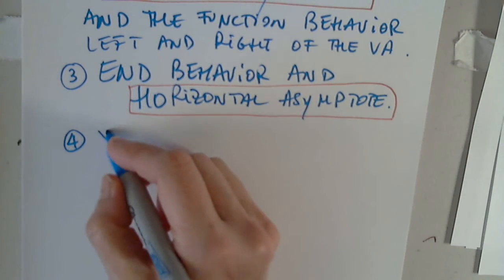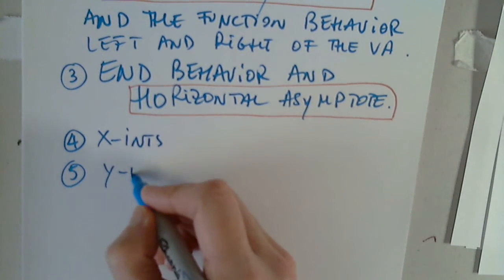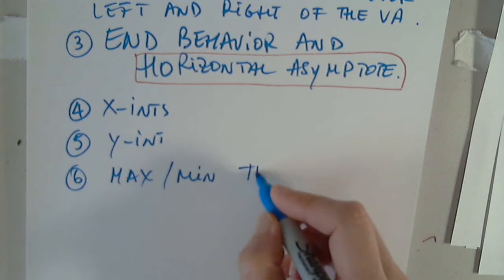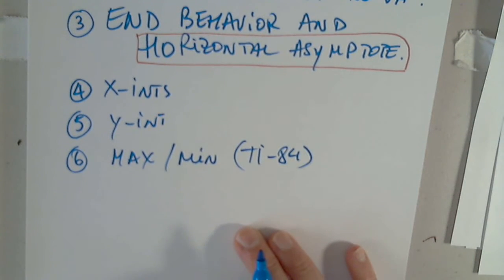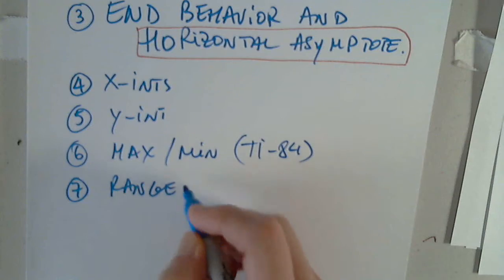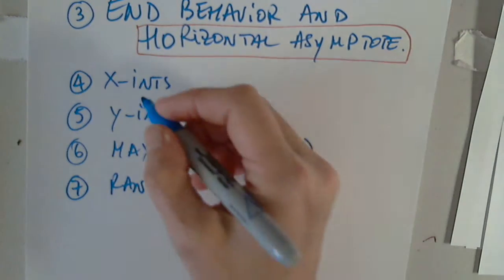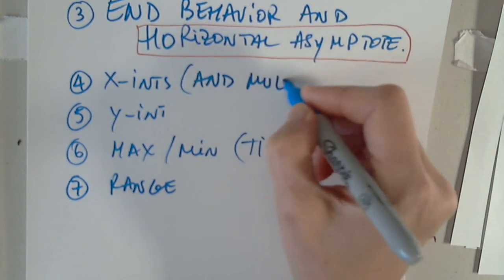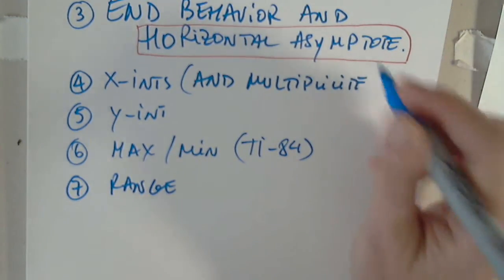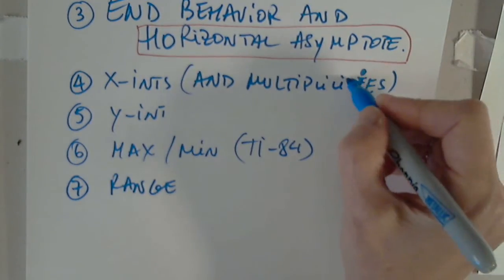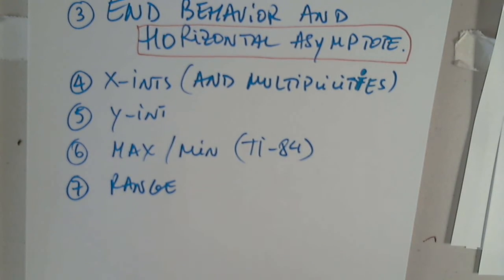4. Of course, x-intercepts. 5. Y-intercept. 6. Max-min. Yes, with TI-84 or 83 or 81, whatever you have. 7. Range. The x-intercepts, of course, I should always remember that for moving forward, and multiplicities. Y-intercept, max-min if they exist, and the range.